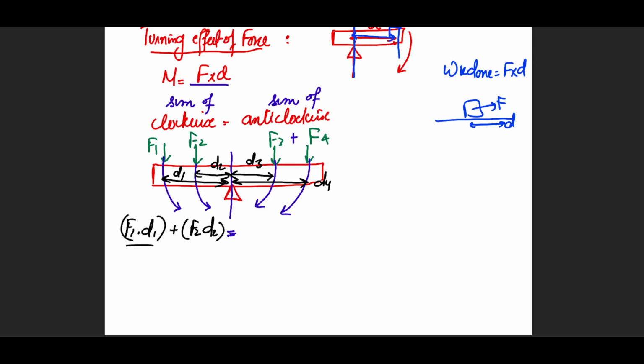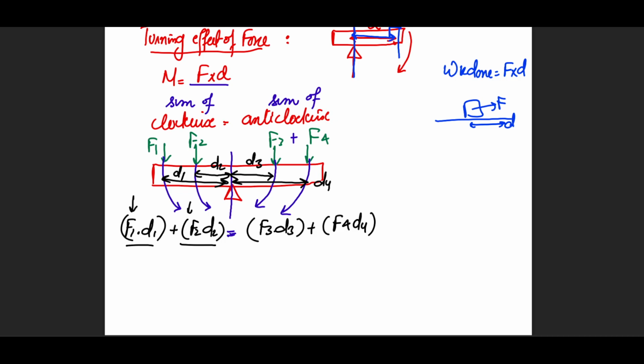Notice that we are adding moments. We are not adding forces alone. First, we need to multiply them. On the other side, we know that this is all clockwise, right? So this will be F3 multiplied by D3 plus F4 multiplied by D4. So this will be an equilibrium position.